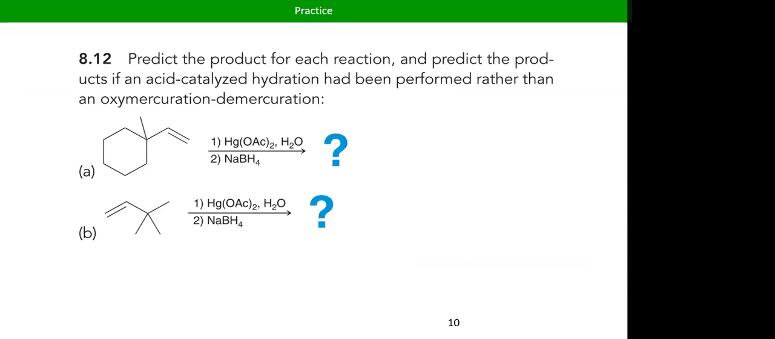So, not drawing the mechanism, let's start by predicting the product for each of these. Just remember, hydration reaction: you break pi bonds, add an OH to one side and hydrogen to the other side, is our net result here. And we don't need to worry about writing the acetates and the metallic mercury as a product. We're mainly talking about the organic products here.